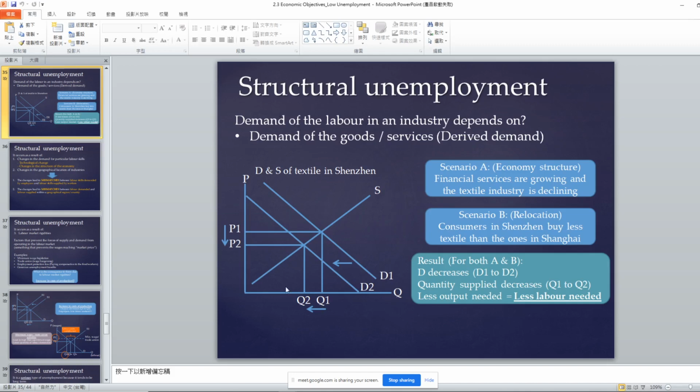Of course, this can be applied into different scenarios. You can talk about the change in economy structure. It can be the change of location. It could be the change of technology. As long as you are able to explain it with this diagram right here, then you will get the marks. Once again, it's very important that you know how to explain it in detail. Do not skip the steps. That's more important.